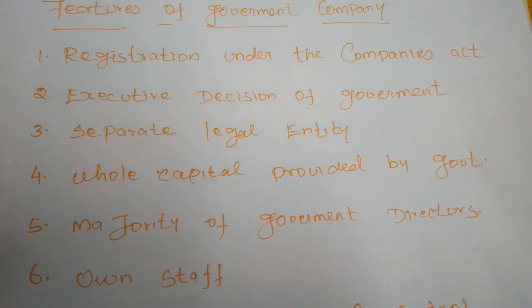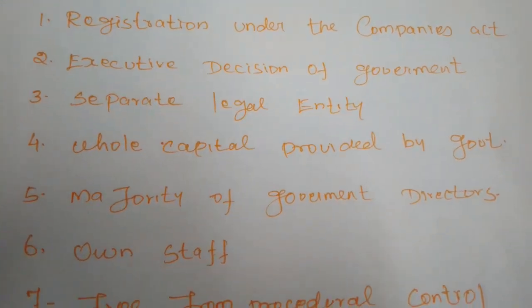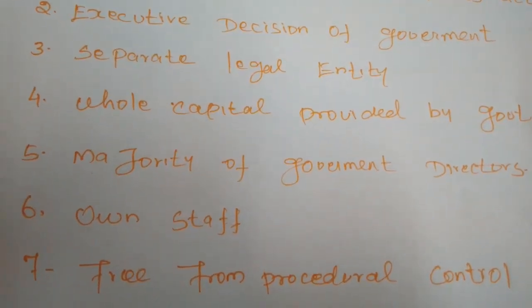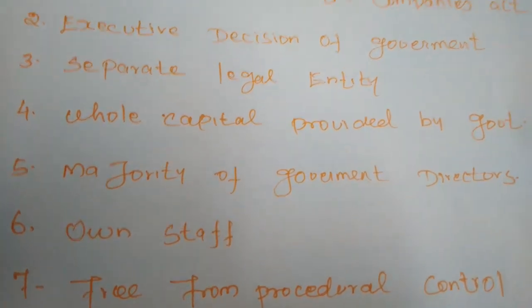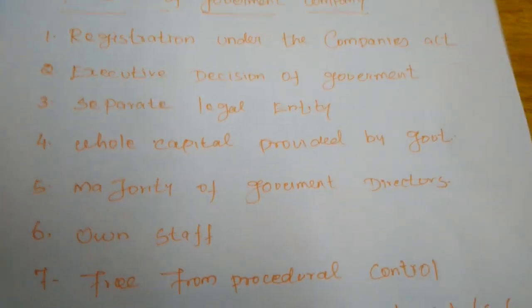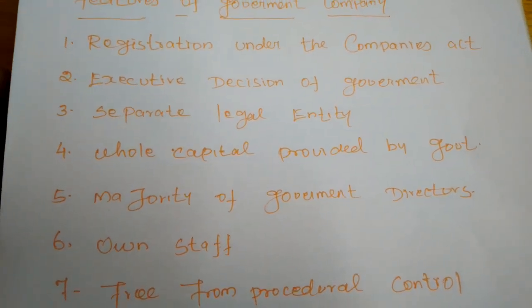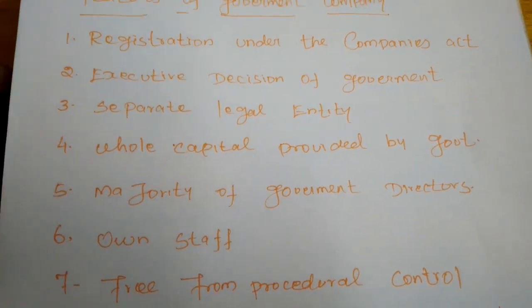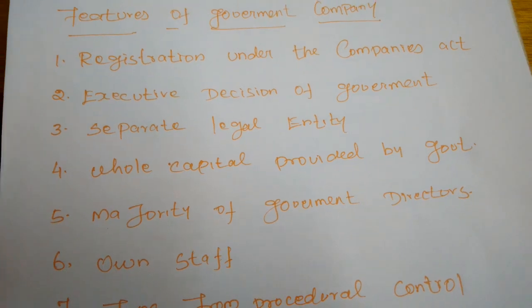Next, the separate legal entity. A government company is a legal entity separate from the government. It can acquire property, can make contracts, and can file suits in its own name. Just as joint stock companies can get properties, make contracts and file suits in their own name, the government companies can also do everything like a joint stock company.